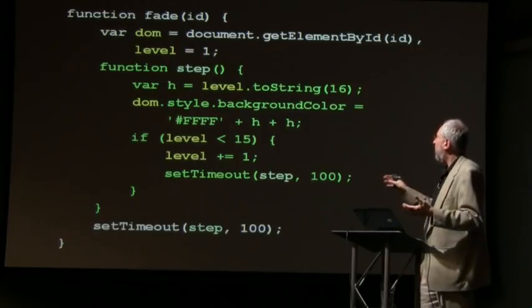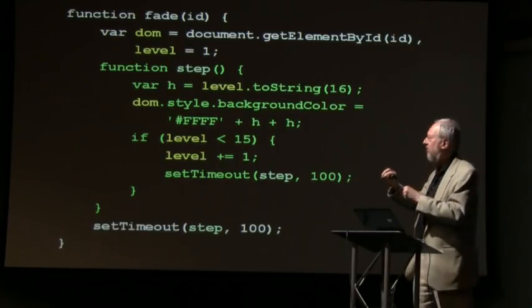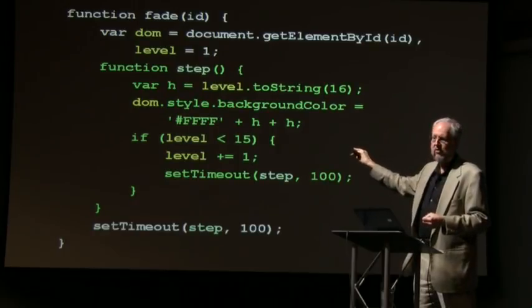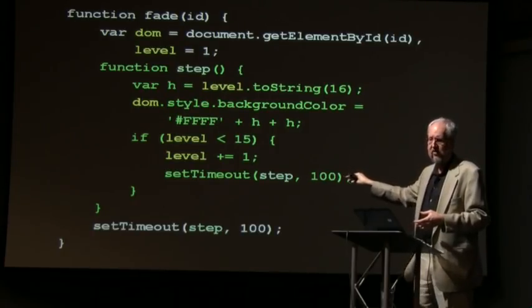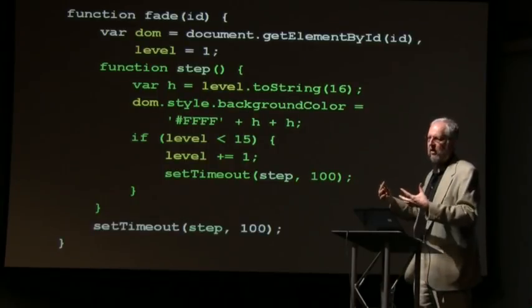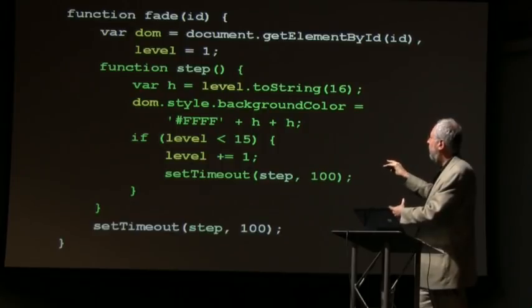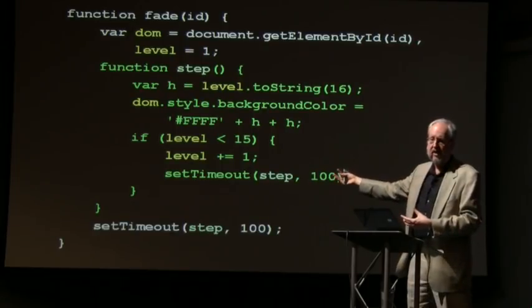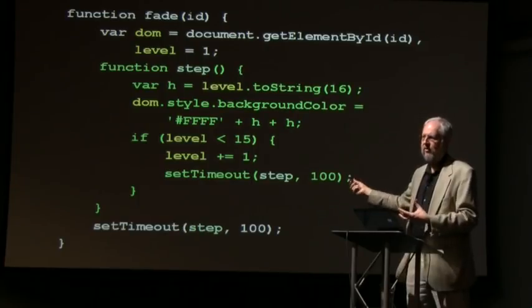No, not at all, because each invocation of fade has its own unique set of variables, its own DOM, its own level, creates its own step functions. They do not interfere with each other at all. So this works again because of closure. Because step is able to close over the DOM and level variables, it just works. Everybody still with me?